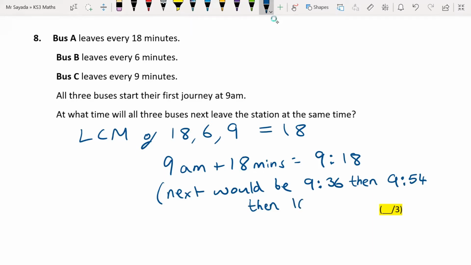Hopefully you've said 10:12. Again, an easy way to do it: add 20 minutes to get to 10:14 and then minus 2 to get to 10:12. This question didn't want all those extras, but I thought it would be interesting to think about them. So the answer to this question is just 9:18. Pause the video to mark your work, press play once you're ready.